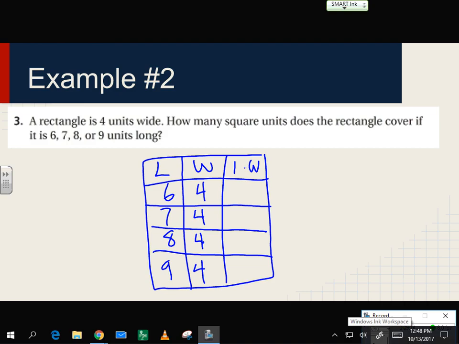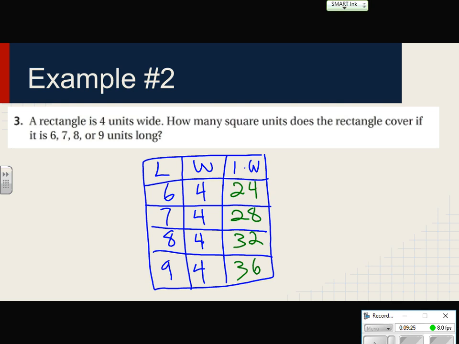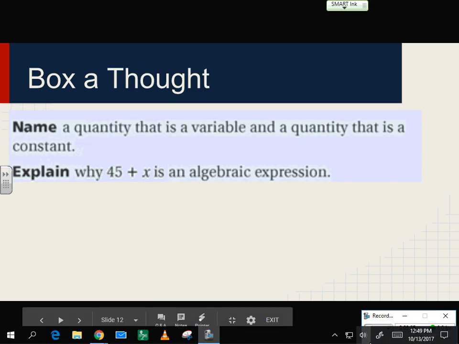And to help you, I already created the table for you. Just need you to solve for each expression of length times width. Come back when you've solved these properly. And hopefully you received these answers that you see right up here. If you did, give someone a high five and show them that you really know what you're doing.